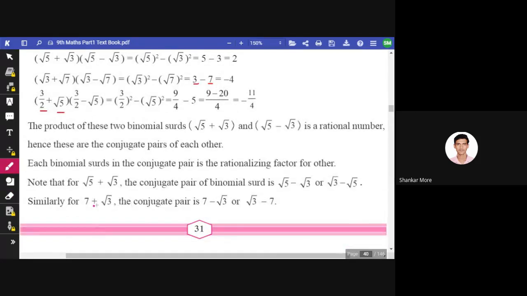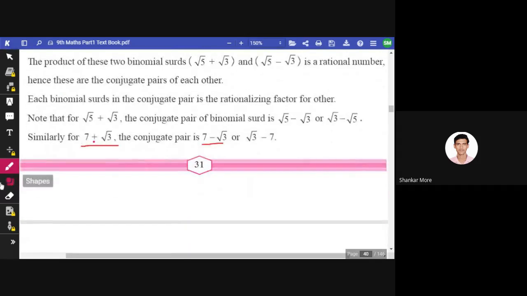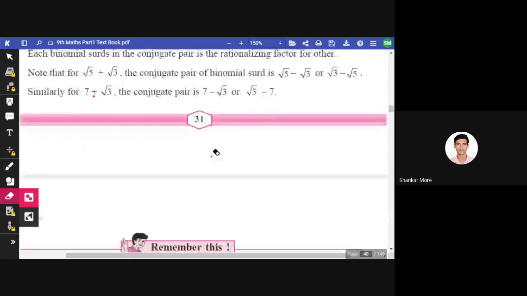ओके, तो यहाँ पे हमें कॉन्जुगेट किस तरीके से फाइंड आउट करना है ये सीखना है. तो it is very easy. 7 प्लस रूट 3 का अगर हमें कॉन्जुगेट पेयर निकालना है, so that will be 7 माइनस रूट 3. सिर्फ यहाँ पे मैंने साइन चेंज किया, पॉजिटिव की जगह पे मैंने यहाँ पे नेगेटिव लिखा, and if negative would have been there I would have written positive. ओके, सिर्फ हमें साइन को उल्टा करना है. That is being said.